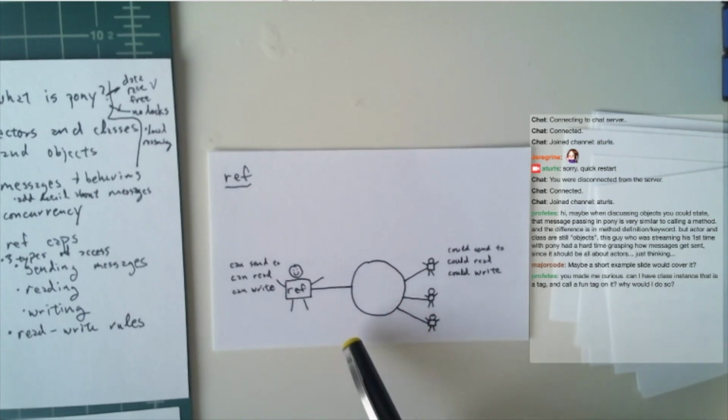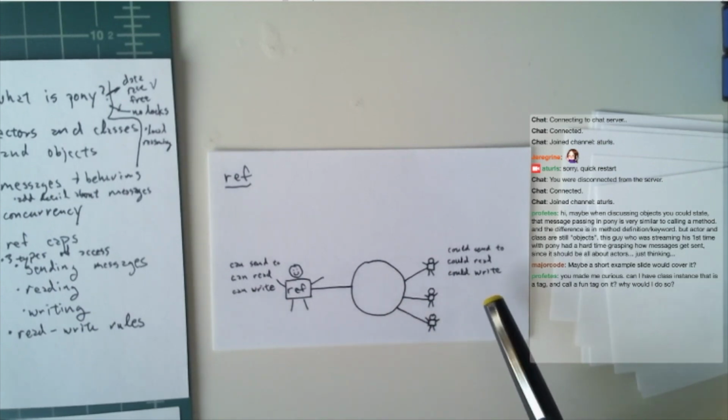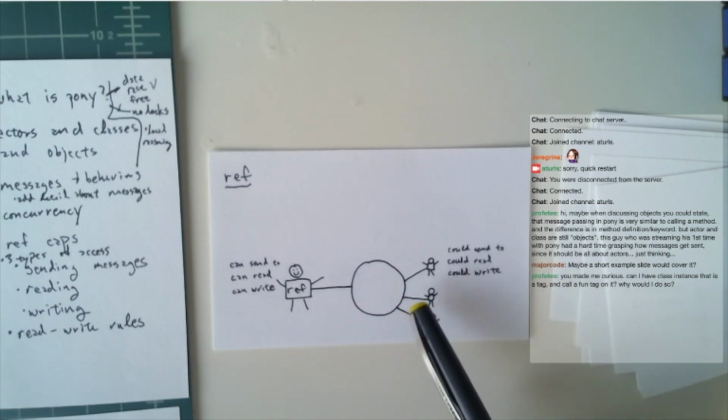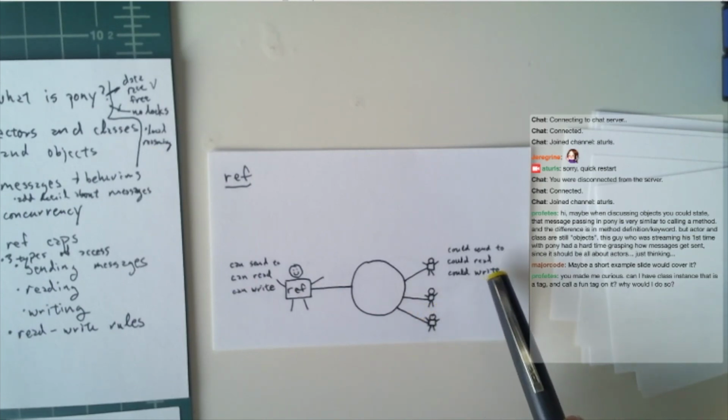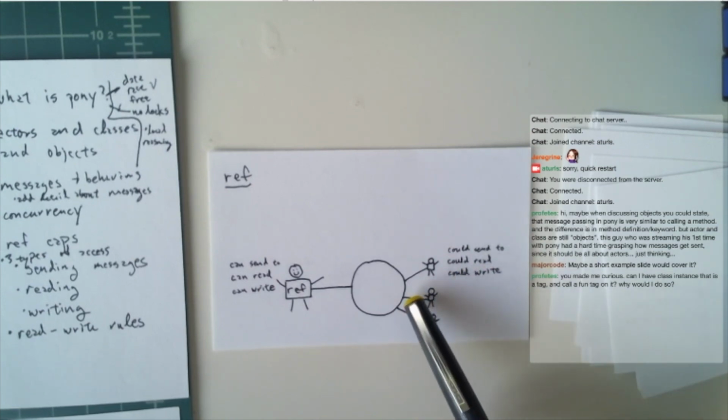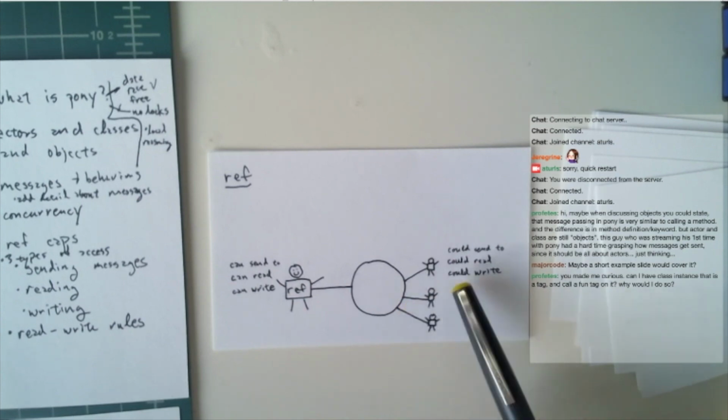What you know about the other references out in the world is that there could be some that can send to the object. Again, any reference can be used to send. You could have other references that can write to the object, and you could have other references that could read from the object.